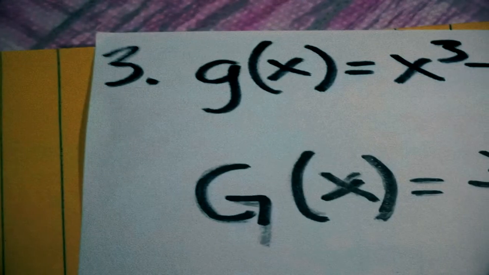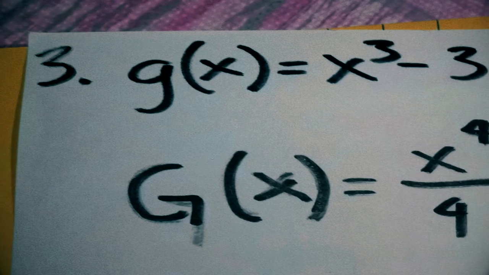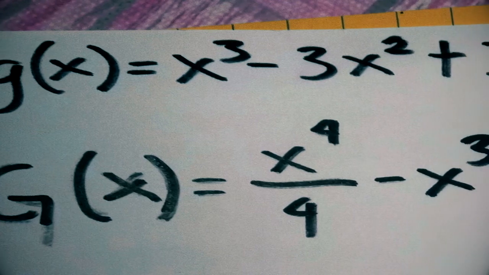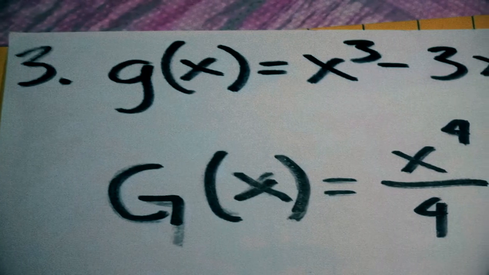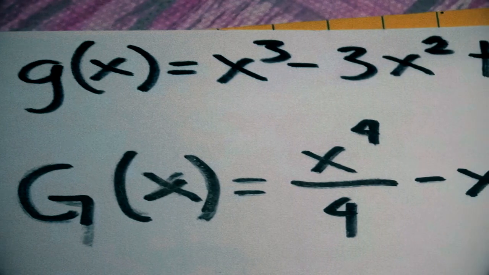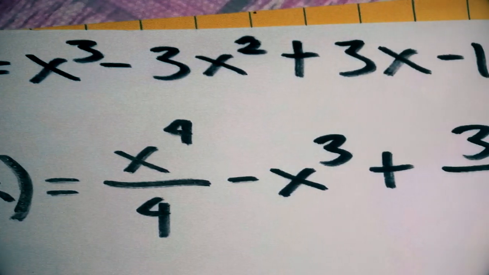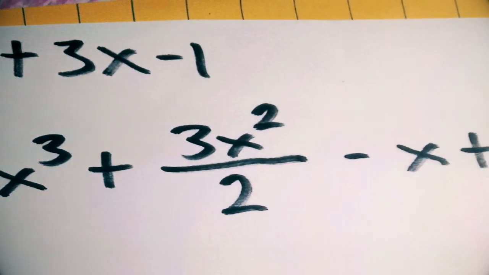Number 3. g of x equals x to the power of 3 minus 3x to the power of 2 plus 3x minus 1. And the answer would be g of x equals x to the power of 4 over 4 minus x to the power of 3 plus 3x to the power of 2 over 2 minus x plus c.